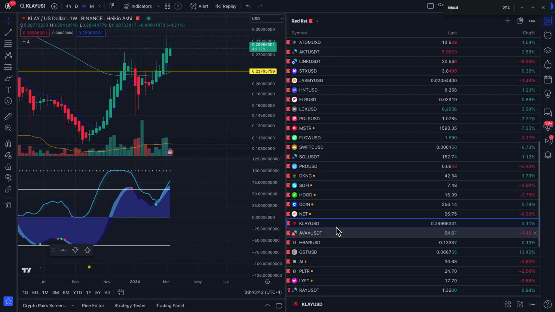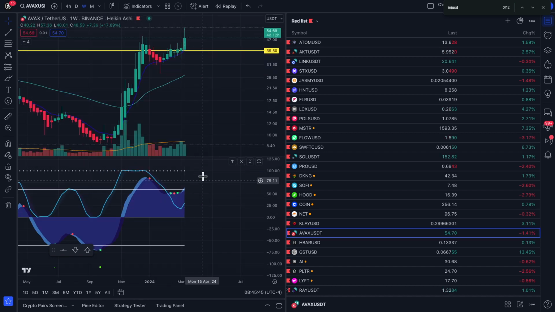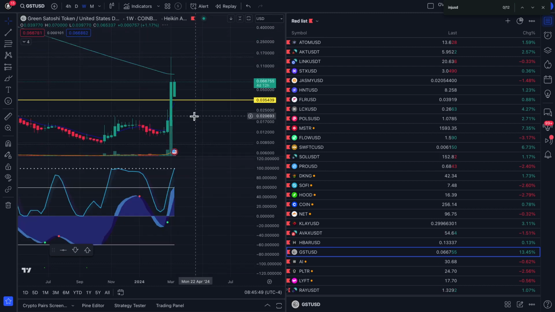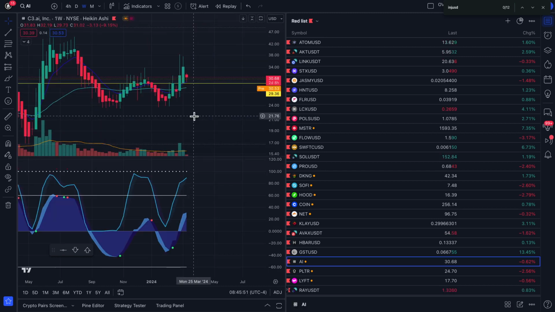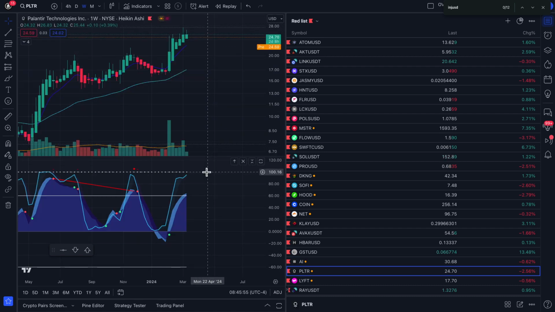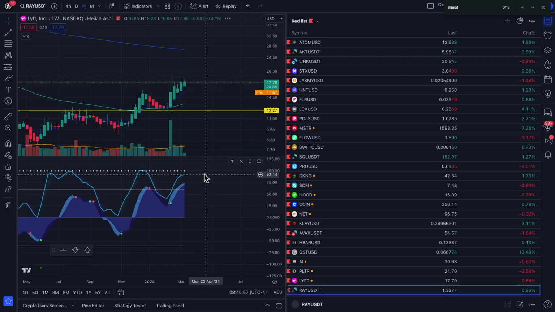Clay, nice move. Again, holder of that name. AVAX doing the Ripski here. We got a stop loss on that now at 39. H-bar, profit taking territory. GST, profit taking territory. AI, okay, getting pretty close there. PLTR, getting pretty close.